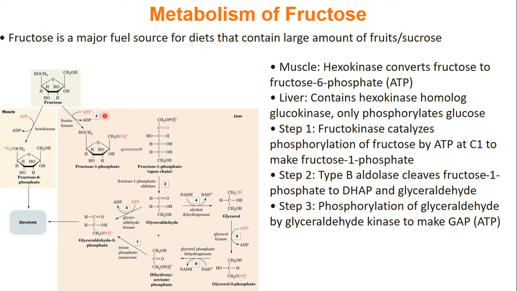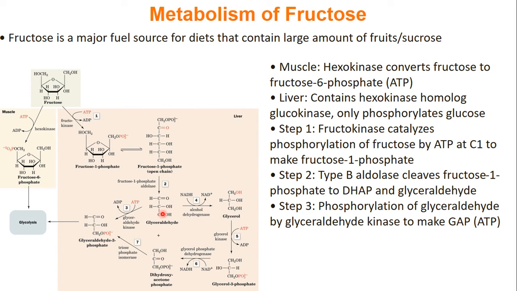The first step is to use ATP with the enzyme fructokinase and make fructose 1-phosphate. Then we have fructose 1-phosphate, and we have type B aldolase. So we talked about aldolase already in glycolysis. Type B is just another type of aldolase that works on fructose 1-phosphate. And you're going to cleave fructose 1-phosphate into DHAP and glyceraldehyde.